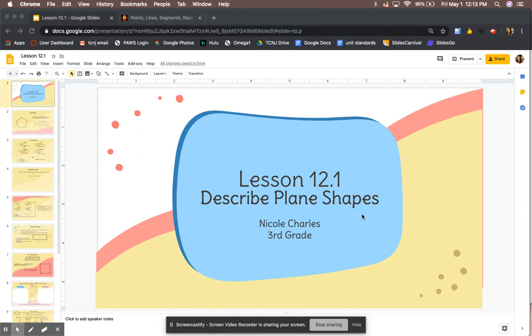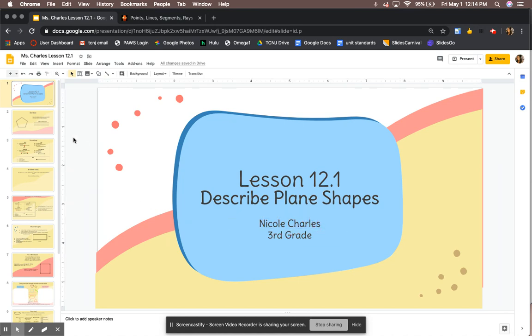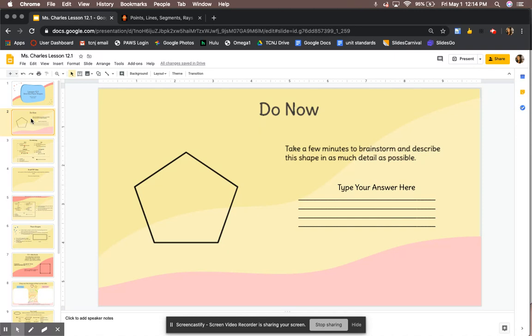Hi everyone! Today's math lesson is going to be on describing plane shapes, and this is the start of our unit on geometry. So first, when you get this Google slide shared with you, I want you all to come up here and click on where it says Lesson 12.1 and put your name, just so that we know whose Google slide is whose. Another thing you can do is here where it says my name, you can change that to say your name.